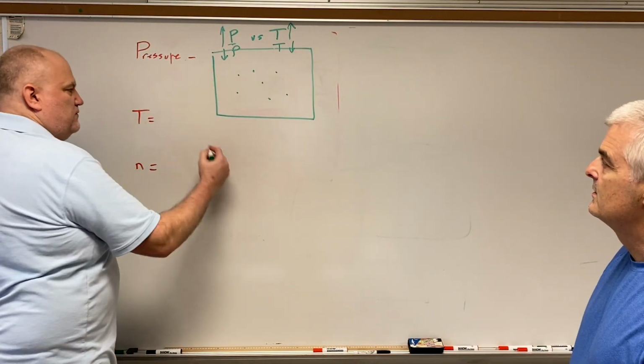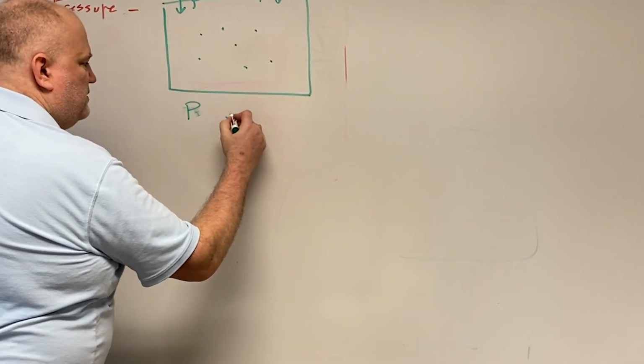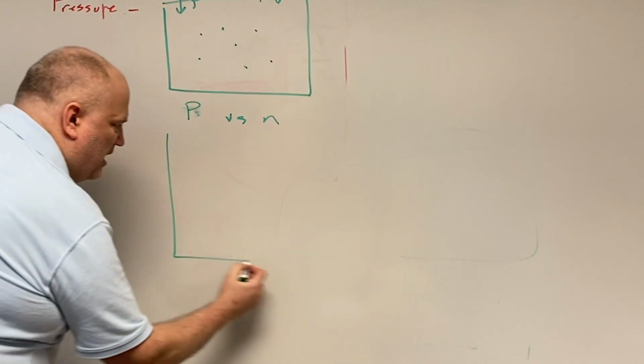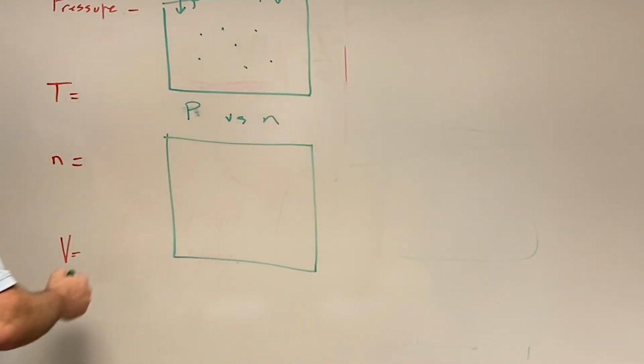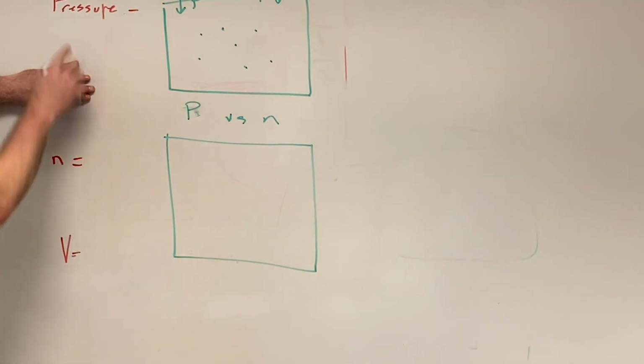Let's take a look at moles versus pressure. We'll keep pressure in the same spot here. Pressure versus moles. Again, the same box. So it's going to be at the same temperature now because we want to hold temperature constant, and we're still holding the size of the box constant. So we're comparing these two.